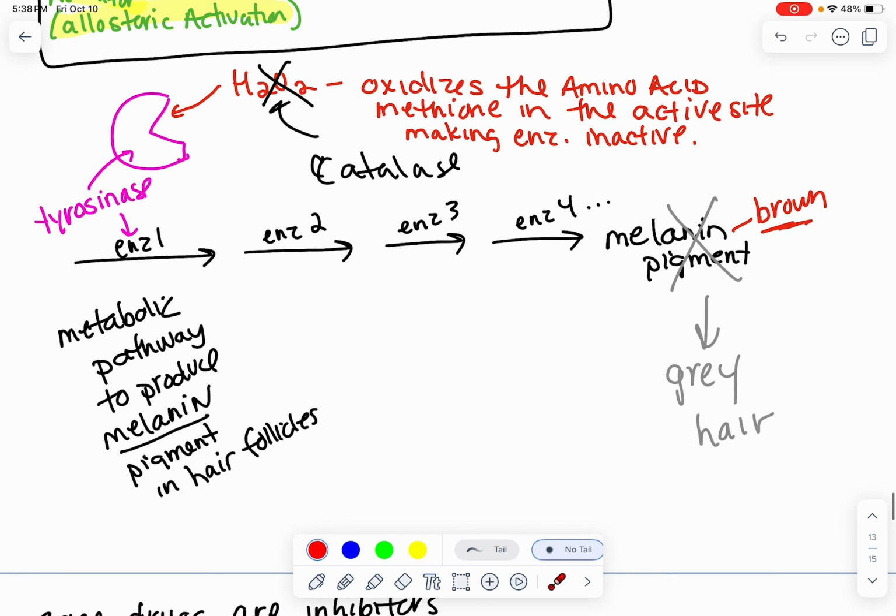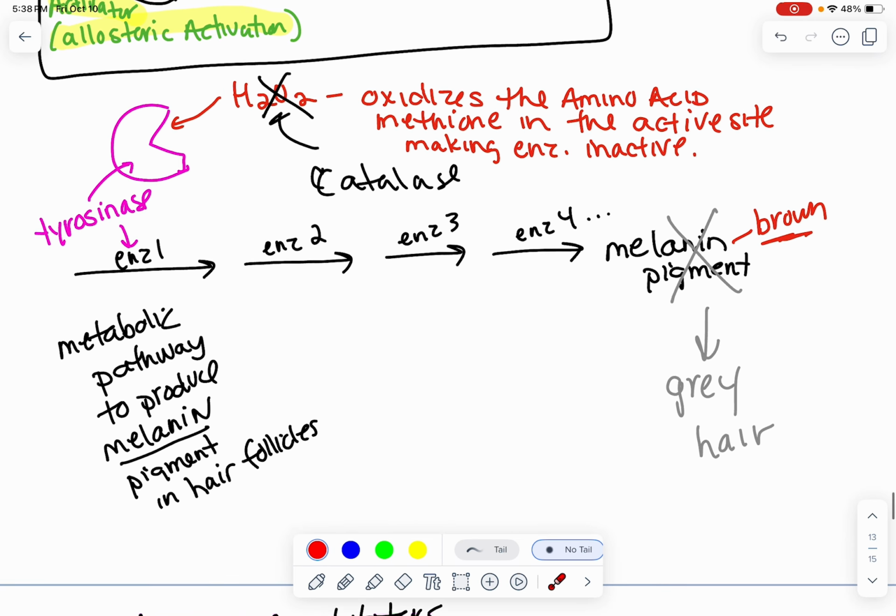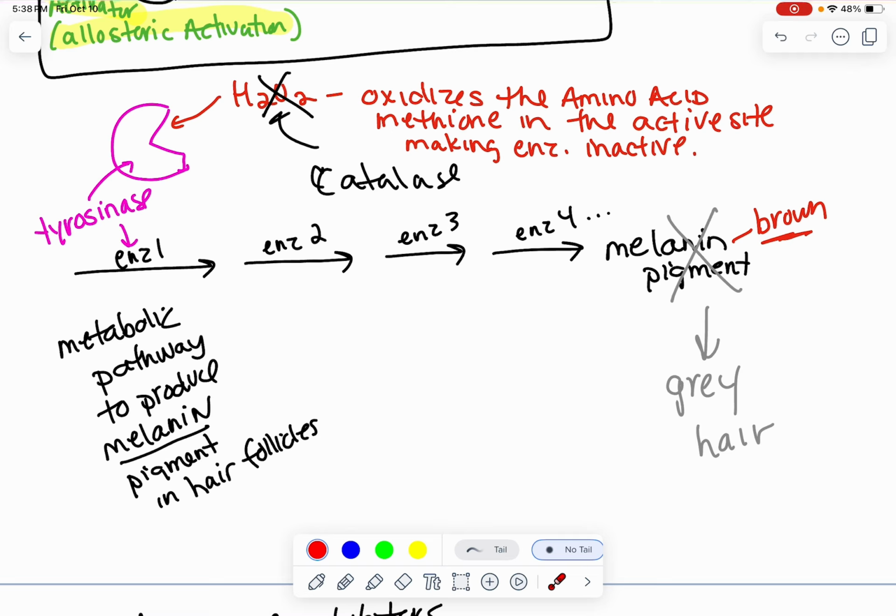A couple other examples, just real-life examples of inhibitors I wanted to go through. And I think you have this written in your notes. Gray hair. Why do we get gray hair as we get older? Well, in your hair, you have a brown pigment called melanin, and when you're younger, there's an enzyme pathway. There are multiple enzymes in a metabolic pathway that make this brown pigment in the hair follicle. So when you're not old, all these enzymes are working, and you're making melanin, and your hair is brown, let's say.